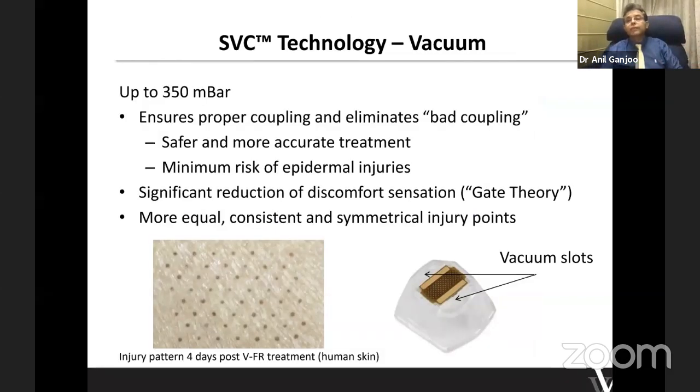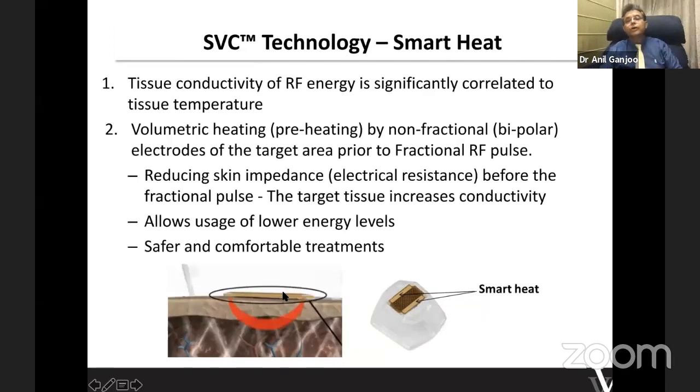Another good thing about this machine is that it has a vacuum at the top of this piece, which pulls up the skin into this vacuum and then delivers energy very uniformly and quite deep into the skin. You can see how beautifully it has distributed the energy. One more important good thing in this SVC technology machine is that it has these smart heat electrodes which preheat the skin before delivering that fractionation. So preheating reduces the impedance in the skin, or the electric resistance within the skin, so that the energy flows very easily. You require lesser amounts of energy to produce similar amounts of results. So it becomes safer, and a less painful and comfortable treatment.